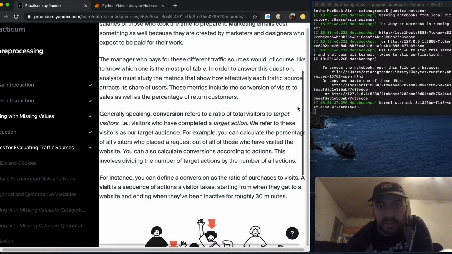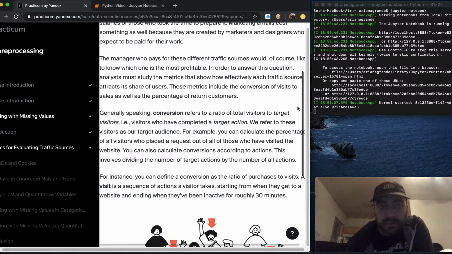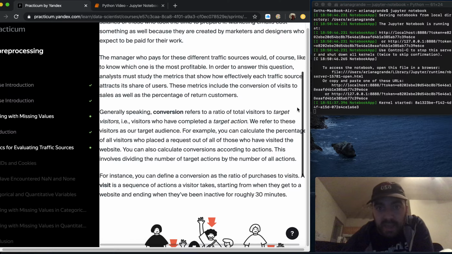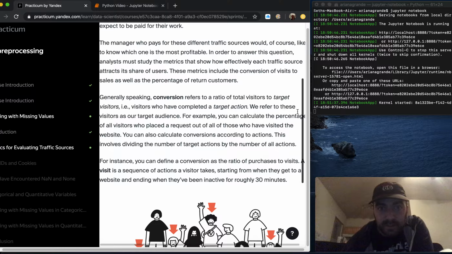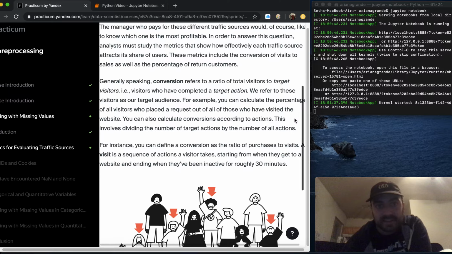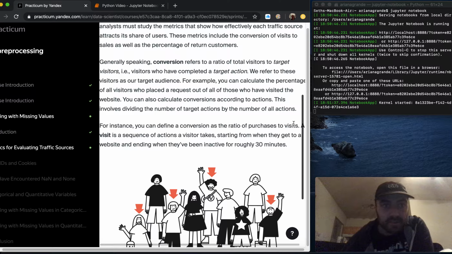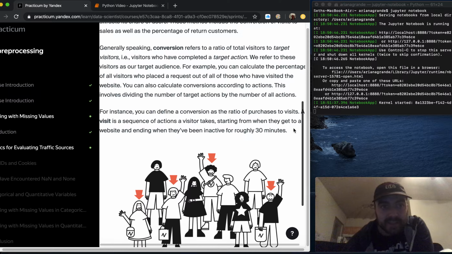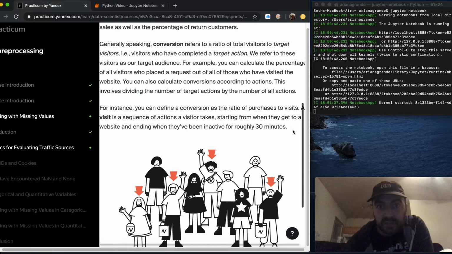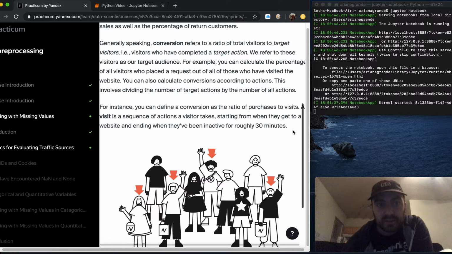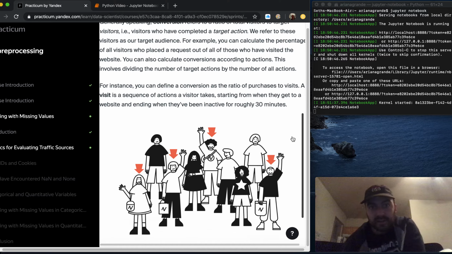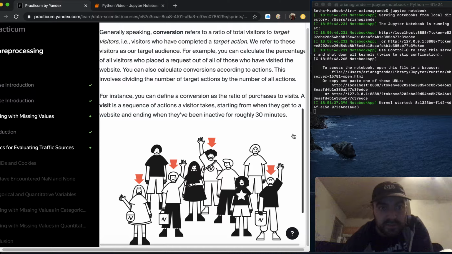The manager who pays for all these different traffic sources, of course, would like to know which one is the most profitable. In order to answer the question, analysts must study the metrics that show how effectively each traffic source attracts its share of users. These metrics include the conversion of visits to sales, as well as the percentage of returning customers. Generally speaking, conversion refers to the ratio of total visitors to target visitors who have completed a target action. We refer to those visitors as our target audience.